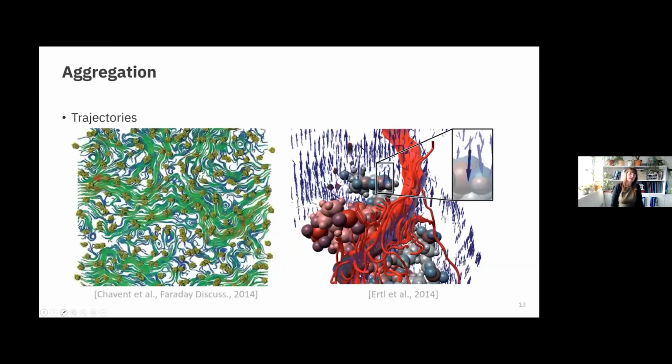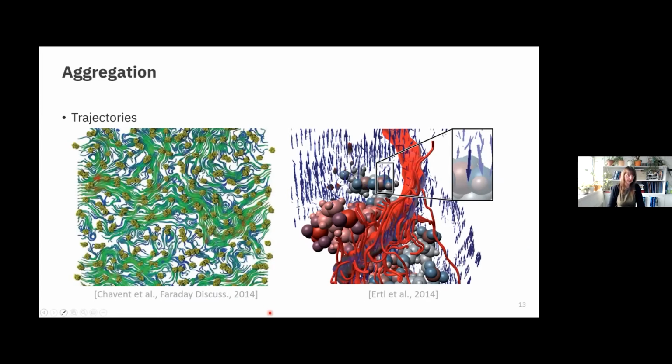Another example is visualizing trajectories, which is probably what you would imagine when I was talking about aggregation: if I have some movement of particles, then showing the trajectory is quite a natural way. Again, it really depends on the data set, because sometimes it can become very cluttered, as you will see later. But here I'm showing two examples where this was successfully applied.